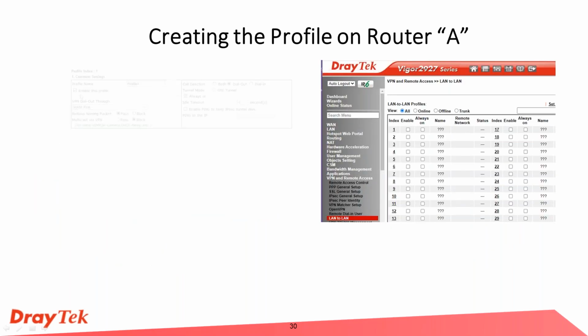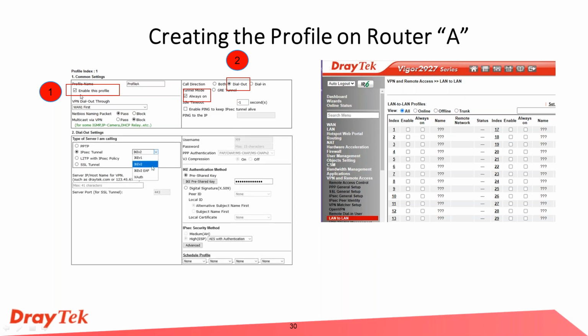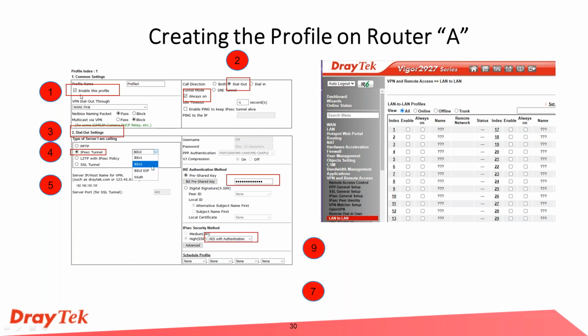How you set that up in the router is pick a free VPN profile, give the profile a name. One site from the A and B would be dial out, so select dial out, then go into the dial out settings, select IPsec using IKEv2, and in this case we're using pre-shared keys, so choose a fairly long and complex pre-shared key. You need to enter the IP address of the remote site that you want to connect to, and that's where the server IP is.